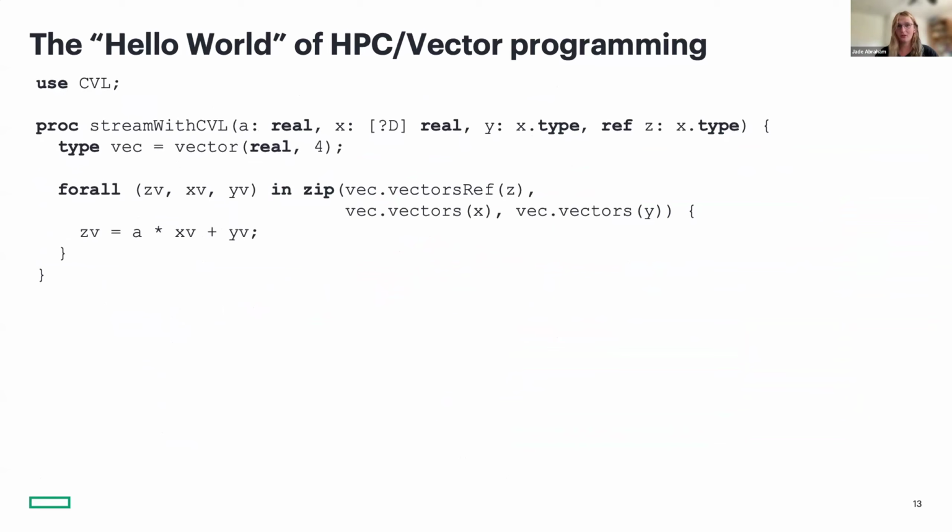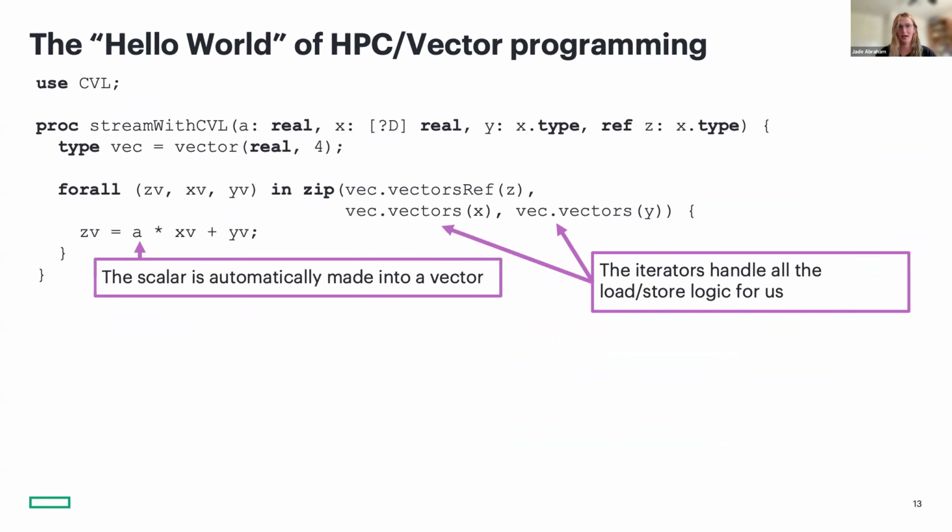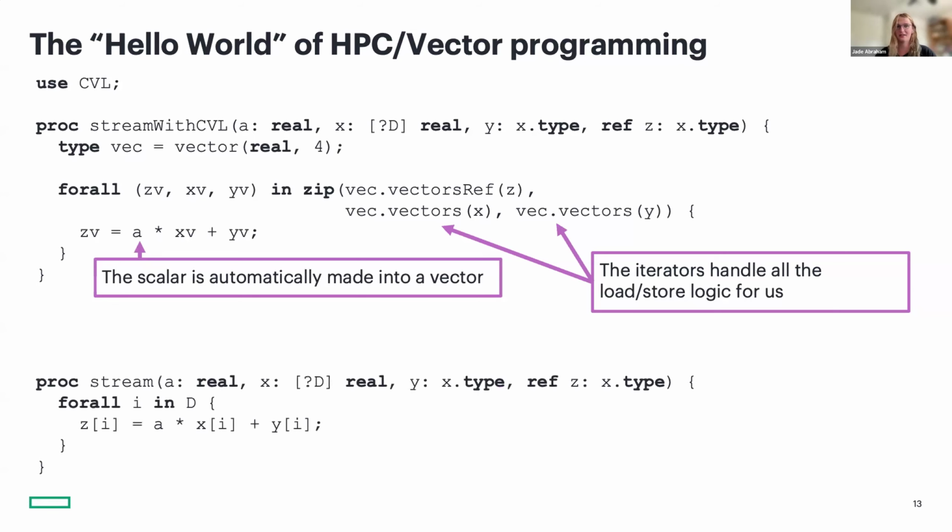Here's the better version. As you can see, I've kind of gotten rid of a lot of the boilerplate and I've replaced it with these iterators. These are parallel distributed iterators, and they handle all the load and store logic and let the computation kind of shine through the clutter. And that scalar no longer has to be explicitly made into a vector. It's automatically done by the library. And just to compare it back to that original stream, you can see it's very, very similar, but without the explicit vector optimizations.